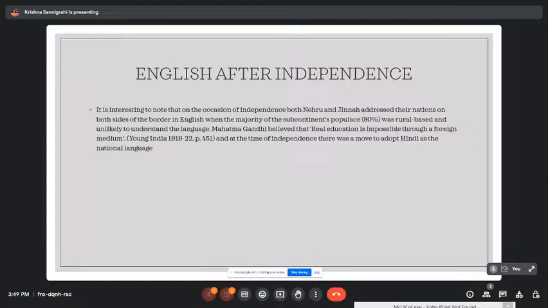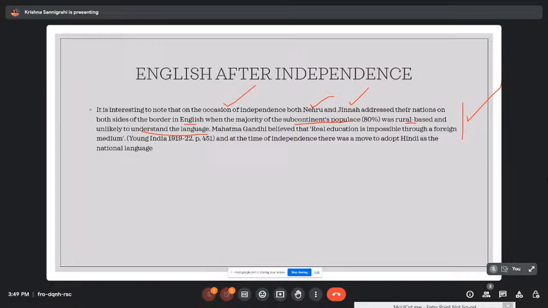It is interesting to note that on the occasion of independence, both Nehru and Jinnah addressed their nations on both sides of the border. So once there was partition in India, then also on both sides of the border, Nehru and Jinnah were addressing their nations in English. When the majority of the subcontinent's populace, that is people, were rural based and unlikely to understand the language, even then the country leaders were speaking in English.